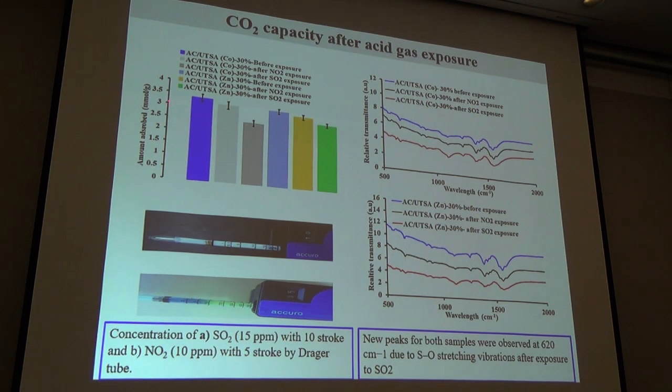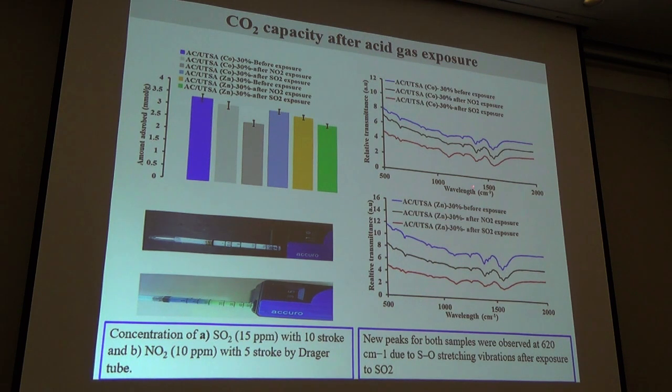If we see the capacity, it's around 3 millimole, and if we expose to N2, this bar is N2 exposure, the capacity is not decreased too much. It means this MOF is consistent, stable under this NOx environment. And if we expose to SO2, this is also stable, it's not significantly decreased. But the cobalt MOF, as compared to zinc MOF, after exposed to SO2, capacity is decreased slightly, but zinc is stable under acid as well as humid gas environment.